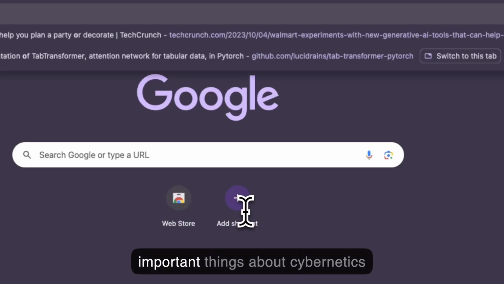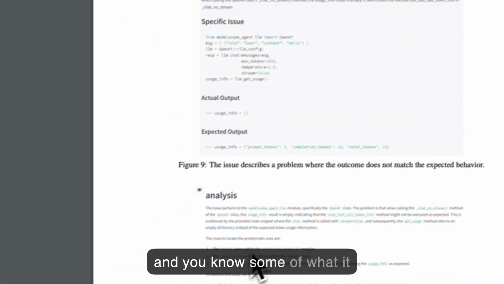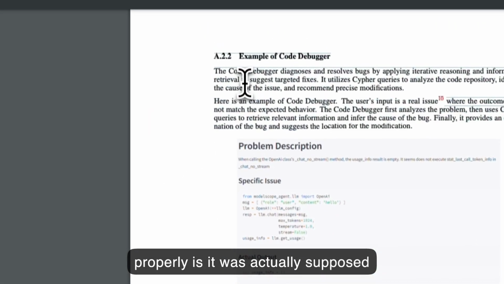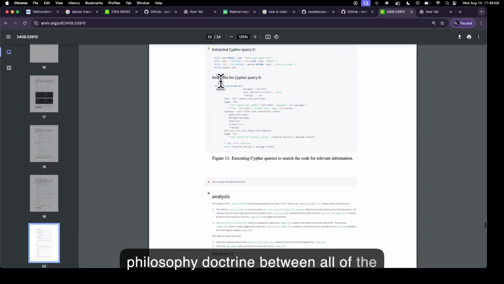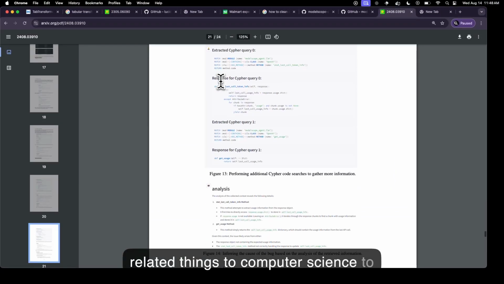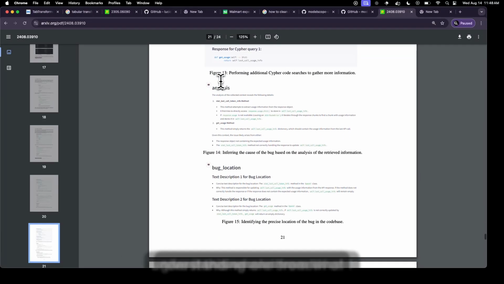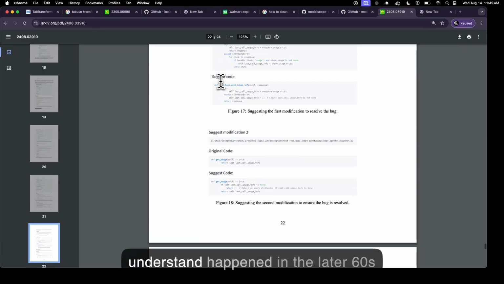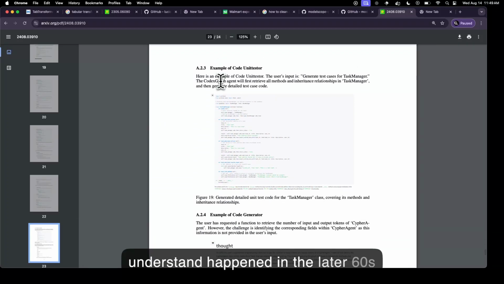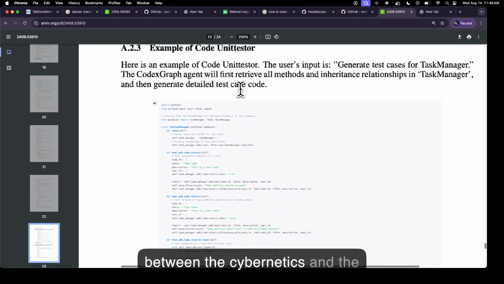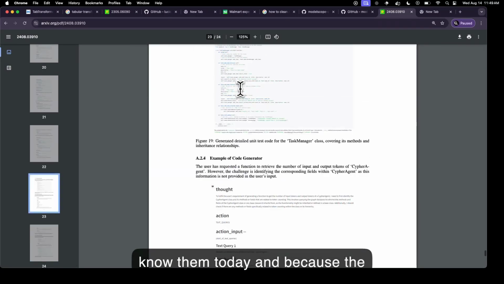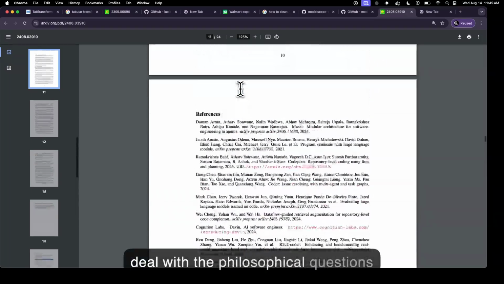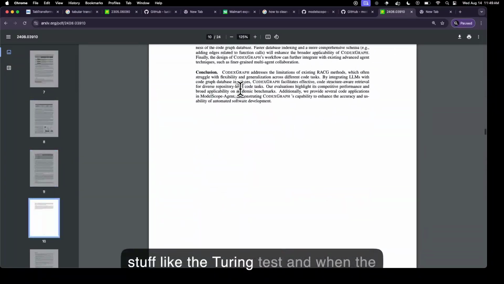One of the big important things about cybernetics is that it was actually supposed to be a linking doctrine and philosophy doctrine between all of the related things to computer science, to give it this whole breadth of understanding. And from what I understand, in the later 60s or early 70s there was a split between the cyberneticists and the actual computer scientists as we know them today, because the computer scientists didn't want to deal with the philosophical questions, stuff like the Turing test and when these systems were alive.